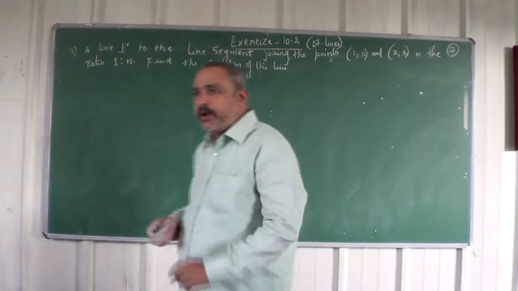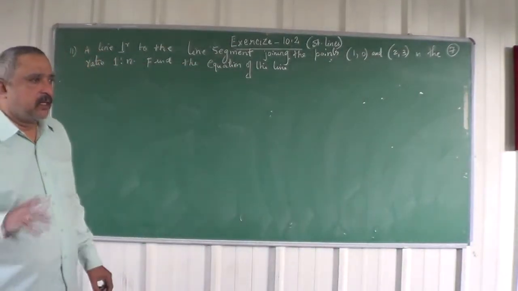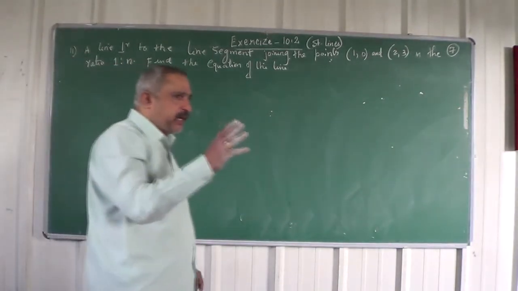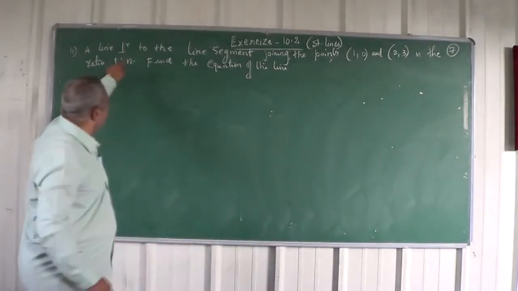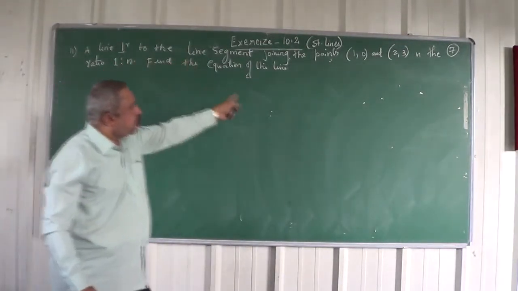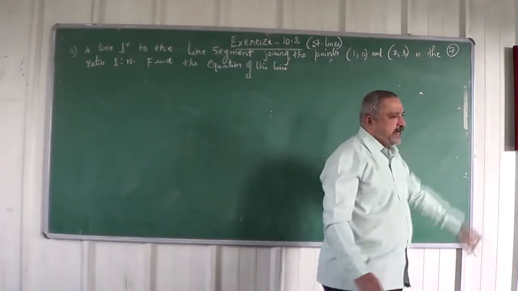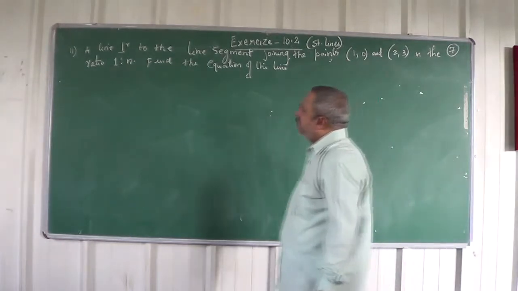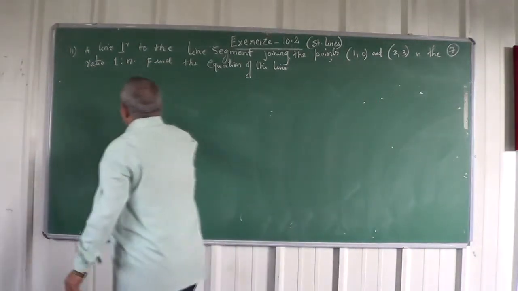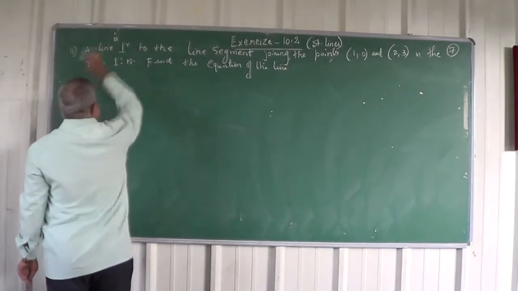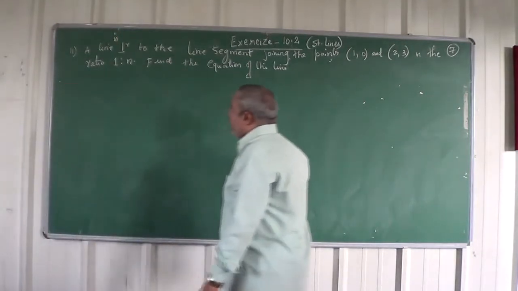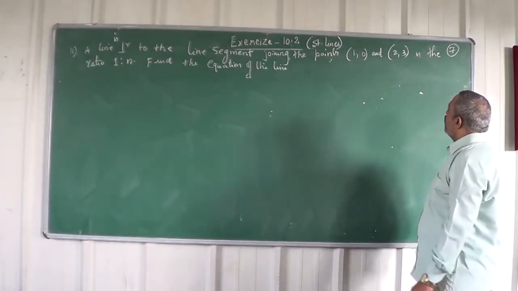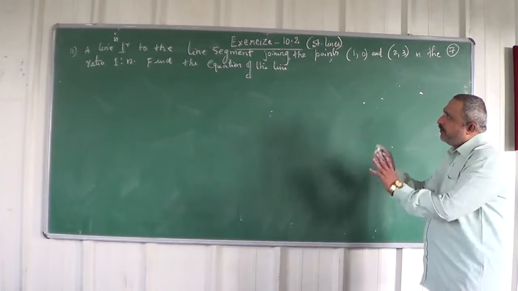This is an important problem for 3 marks. Now here also we use some extra information to get the equation of the line. So pay attention now. A line is perpendicular to the line segment joining the points 1, 0 and 2, 3 in the ratio 1:2. Find the equation of this line.